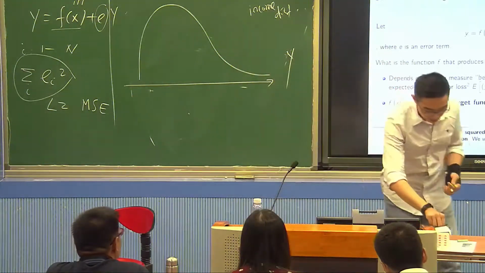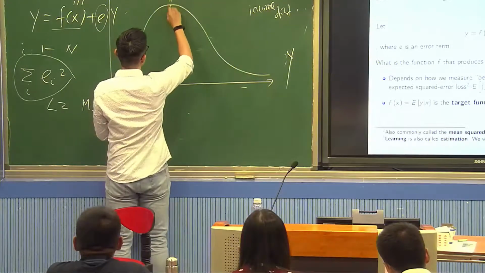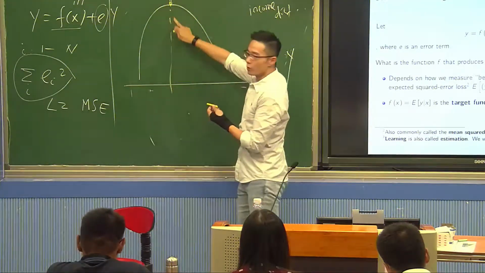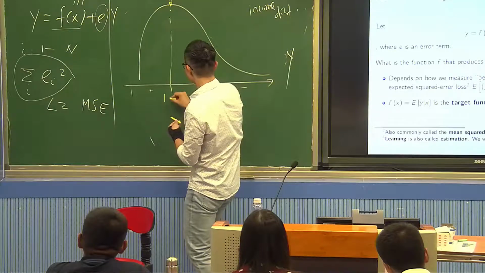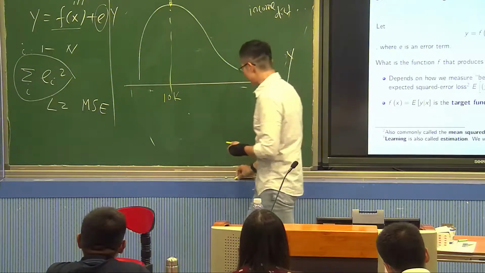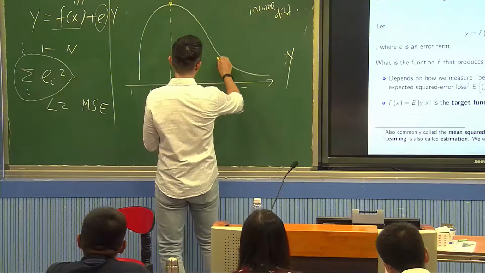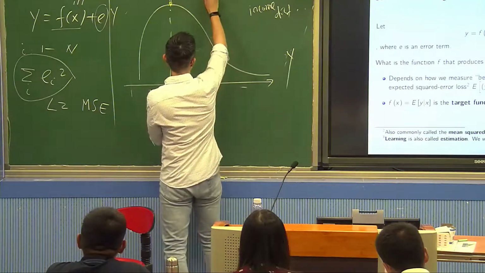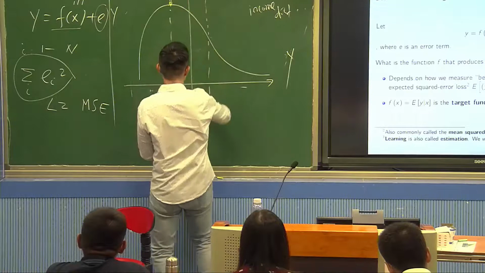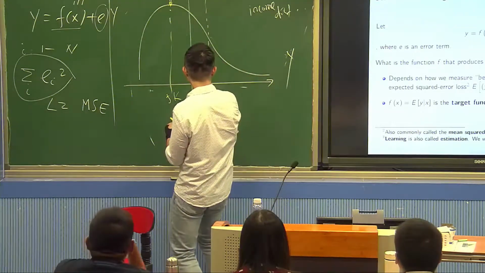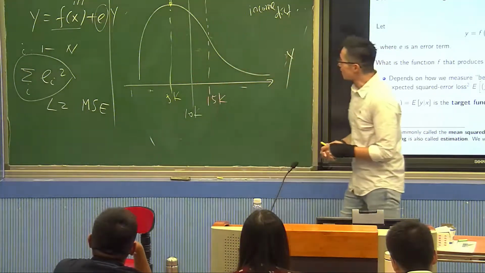Now let me give you several different numbers. So this is the highest point of the distribution, and let's say this is 5K per month. This one is 10K, and let me just say this one is 15K. Okay, so I have 3 numbers here.